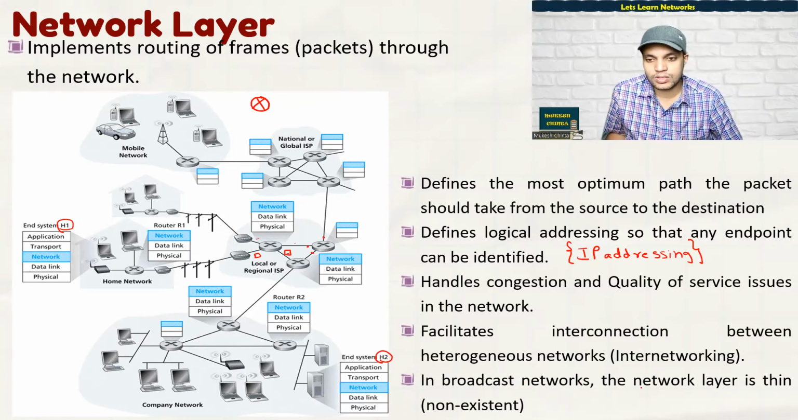In broadcast networks, the network layer is thin or non-existent, simply because, as we just discussed, in broadcast networks all of them are connected to the same medium. Then what is the purpose of finding where the particular system is? Because any data that is sent on a shared medium will be received by all the machines. So in such cases, in broadcast networks, the network layer is thin or in terms non-existent. So this is regarding your network layer.